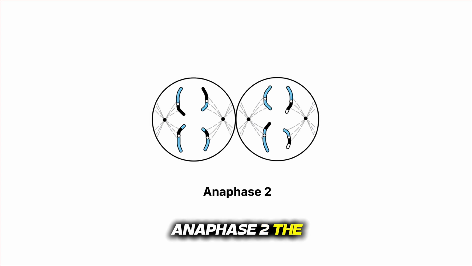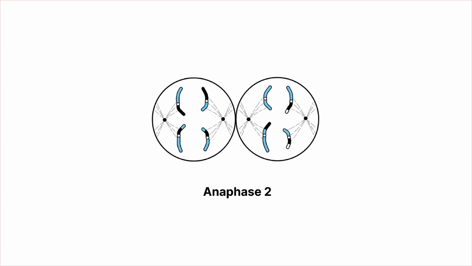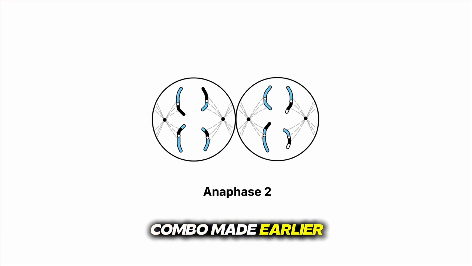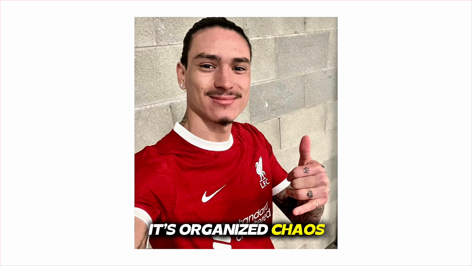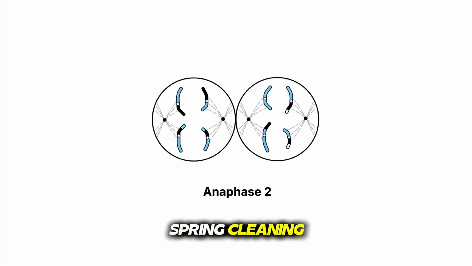Anaphase 2. The final split. Boom! The spindle fibers shorten and drag sister chromatids apart to opposite sides. Each half now has 1 copy of every gene combo made earlier. It's organized chaos, biology's version of spring cleaning.